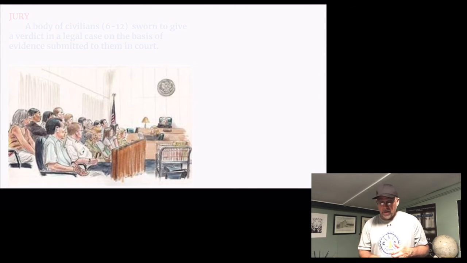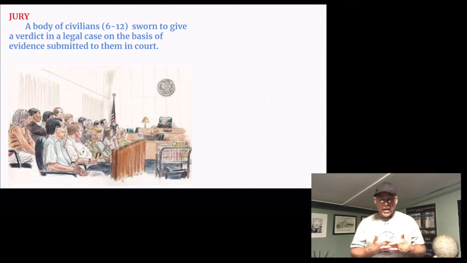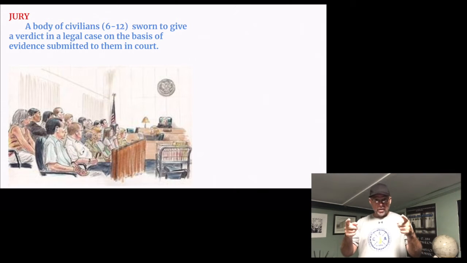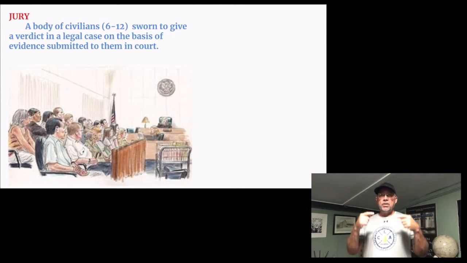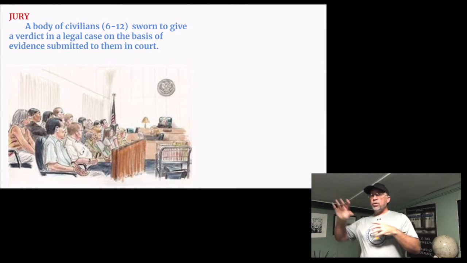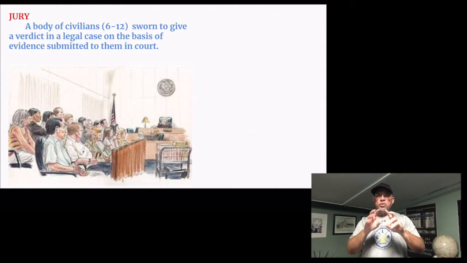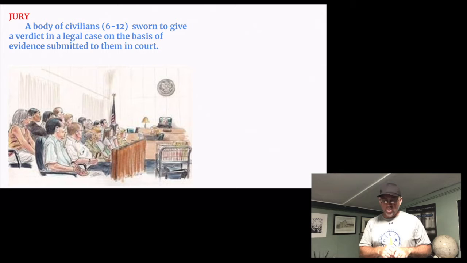All right? Now, let's talk about the jury. Okay? A body of civilians, 6 to 12, sworn to give a verdict. All right? They decide if they're guilty, liable, that type of thing. All right? And they only decide based on the evidence that's presented in court. Not with the news. They're not supposed to read about it. They're not supposed to talk about it outside of it. They're only supposed to deal with the evidence that is presented in court.